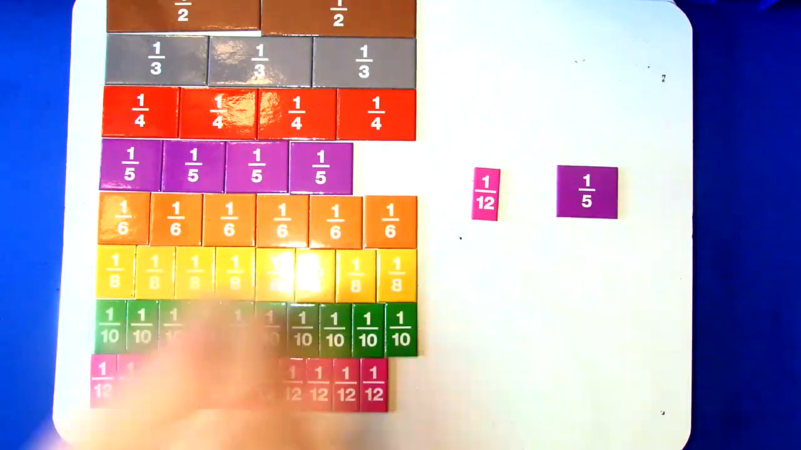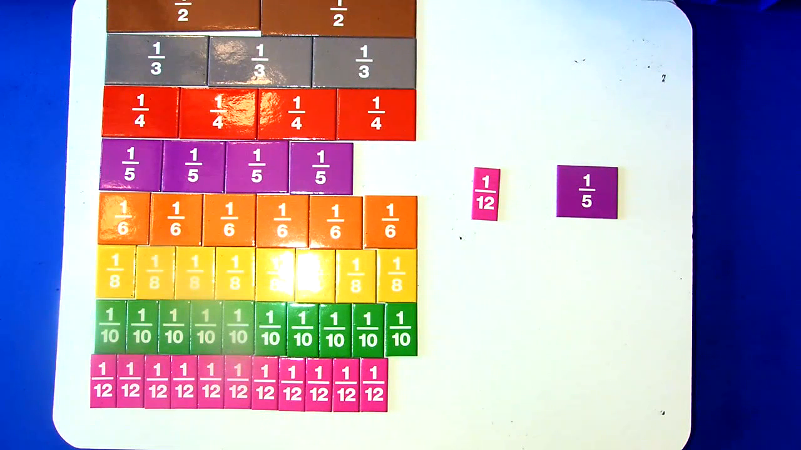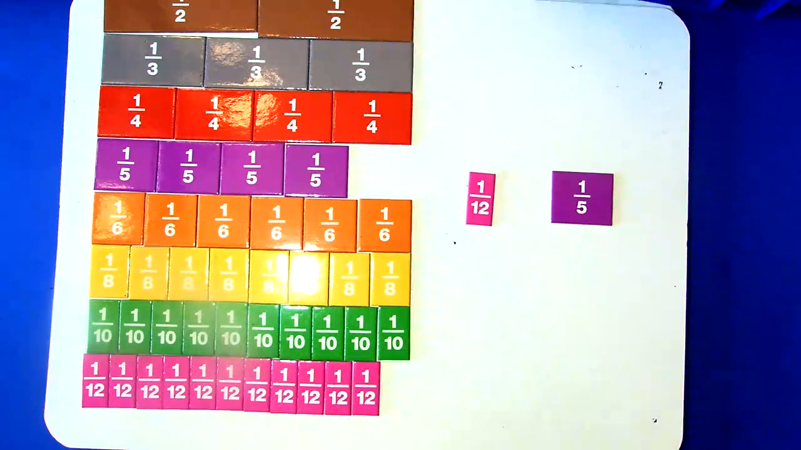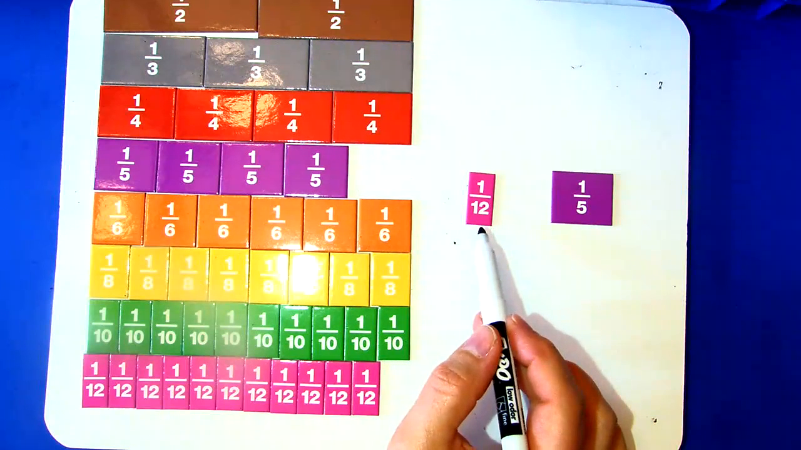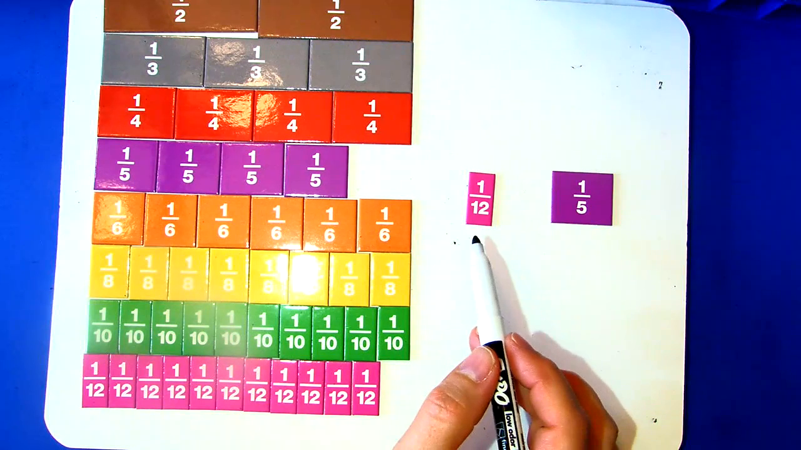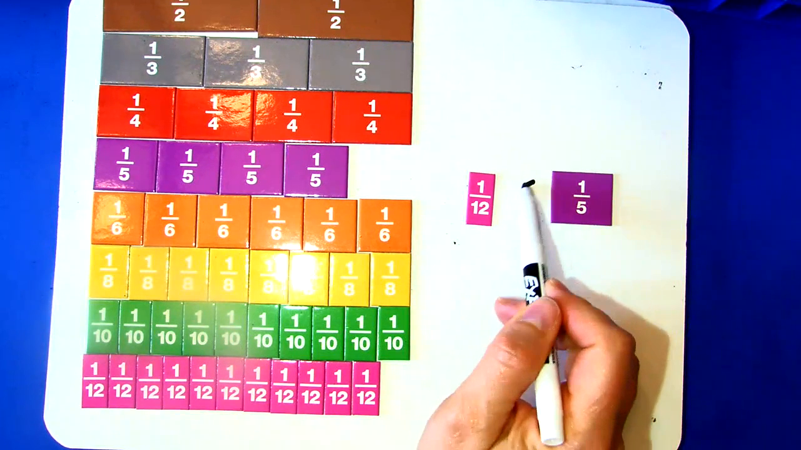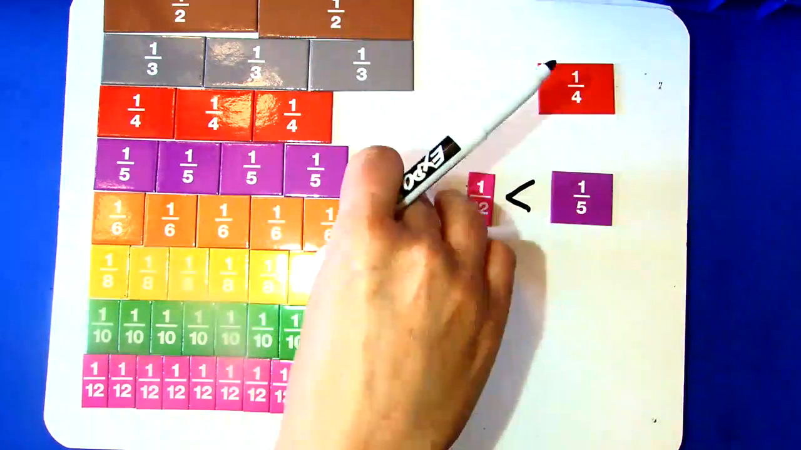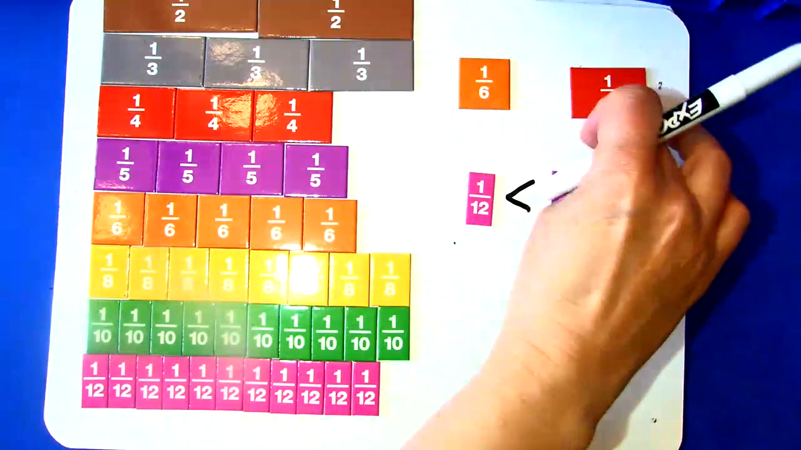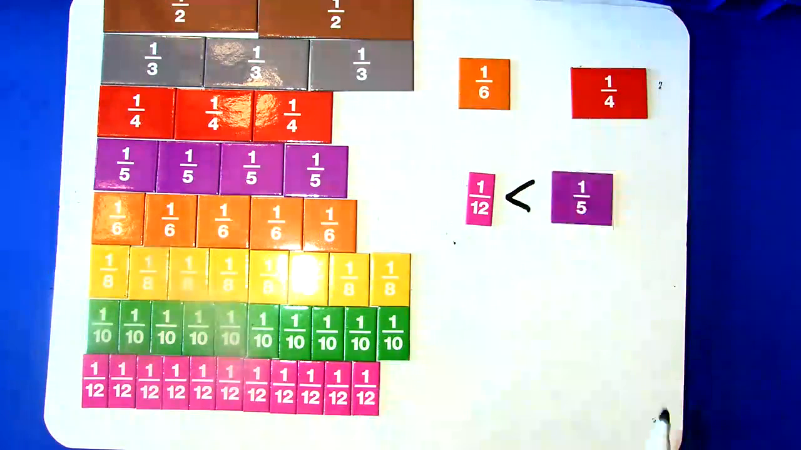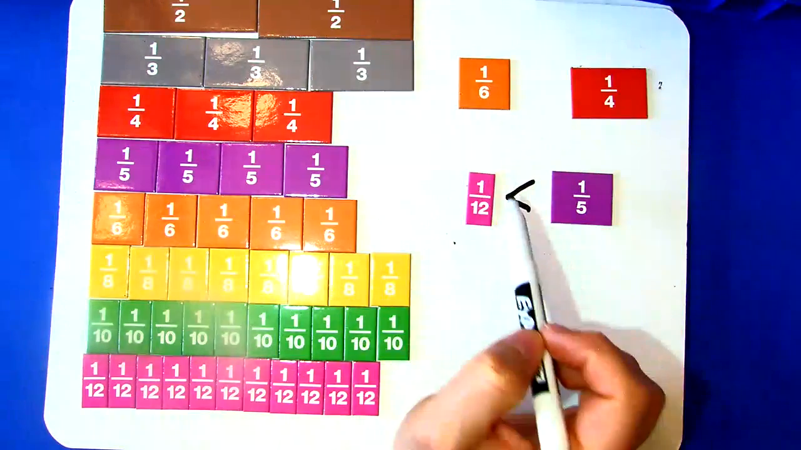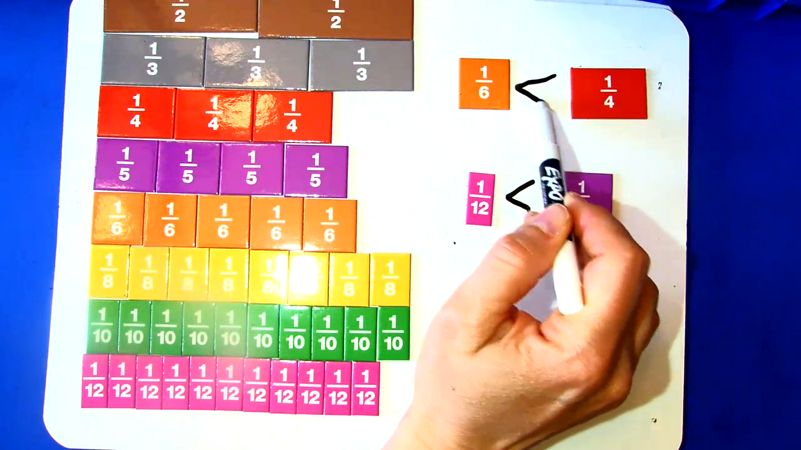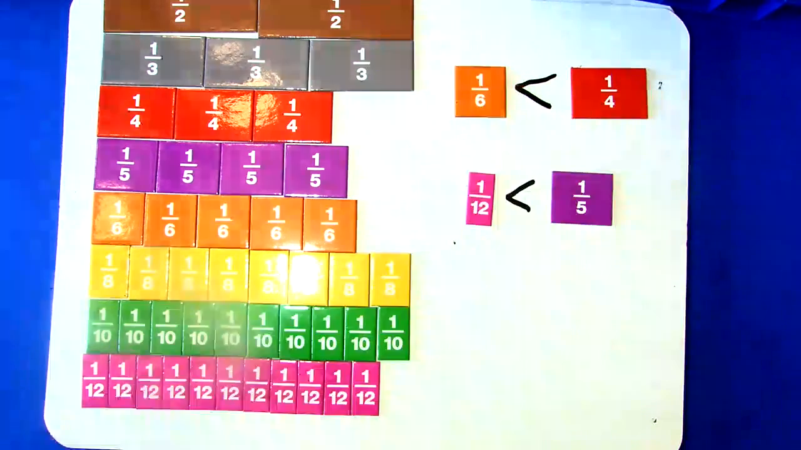1/12 and 1/5. You might recall that a unit fraction has a numerator of 1. When comparing unit fractions, boys and girls, the bigger denominator is the smaller fraction always. 1/12 is less than 1/5. And you can see that if I pull any of these out here. When you compare unit fractions that have 1 as a numerator, the bigger denominator is the smaller fraction for the reasons I just talked about.